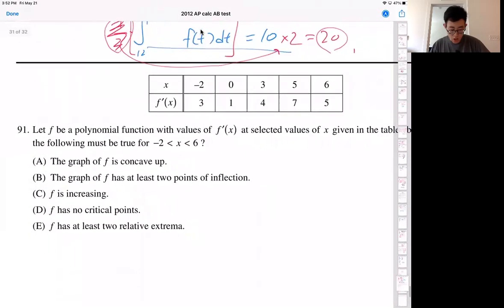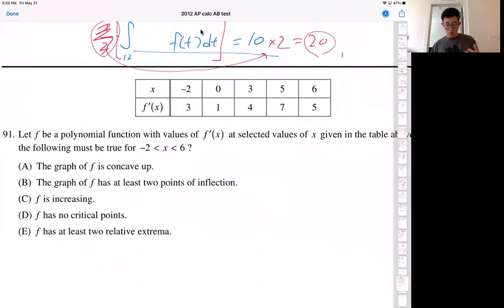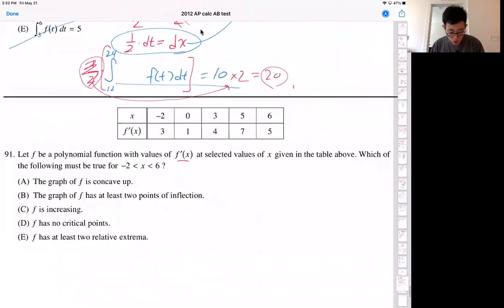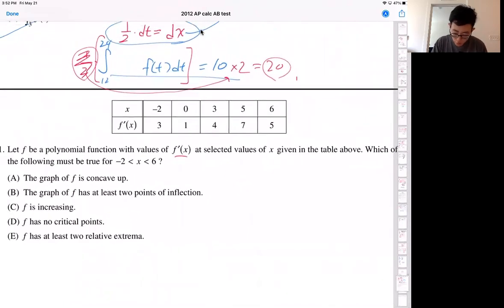All right, 2 more questions to go. 91: let f be a polynomial function with the values of f prime of x at the selected values. So which of the following must be true from -2 to +6?